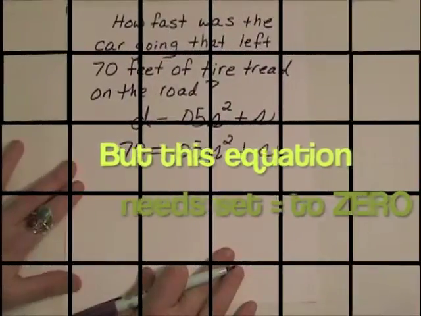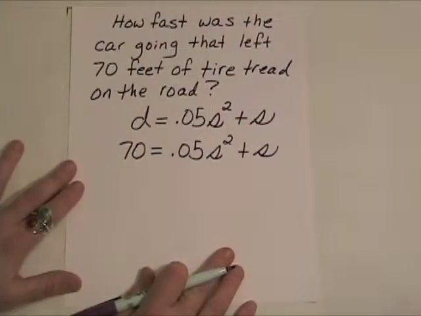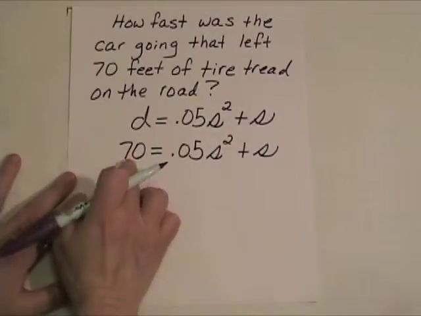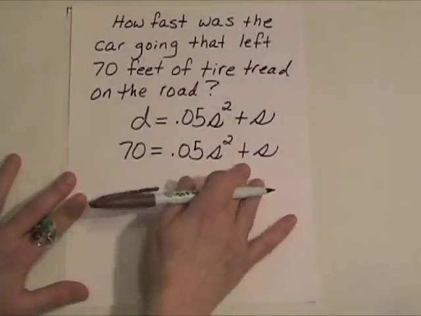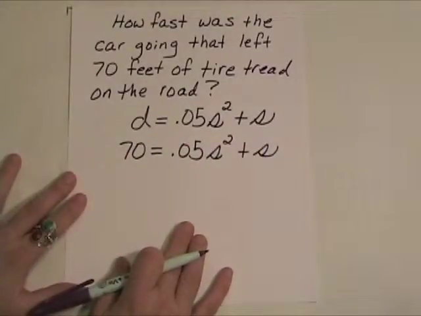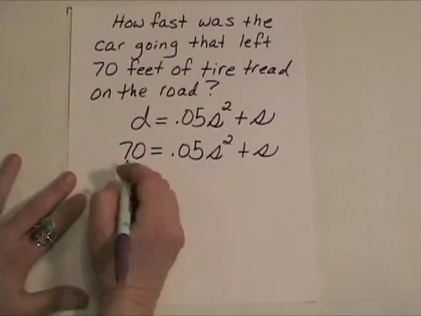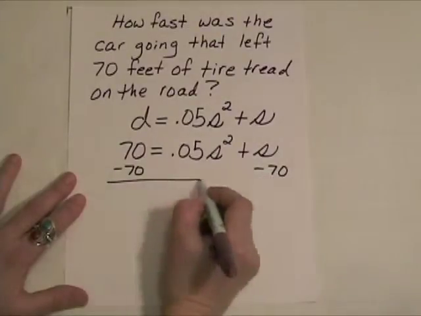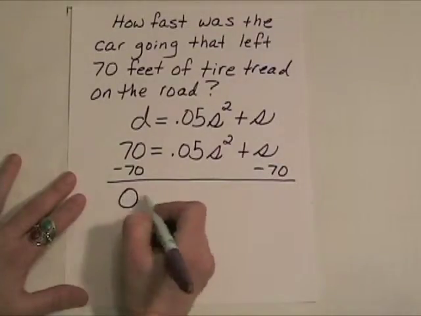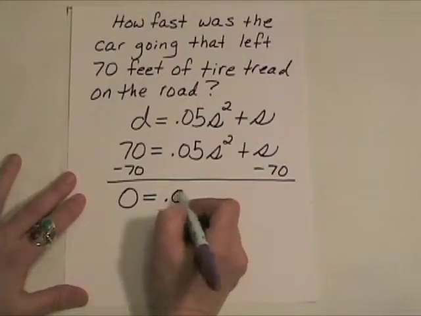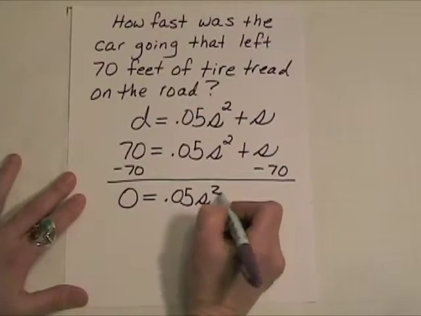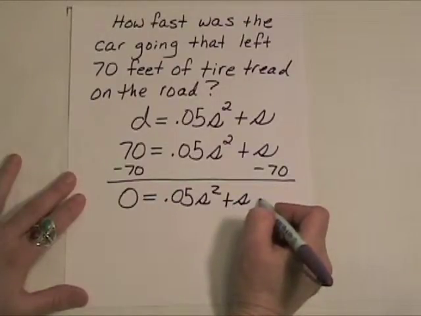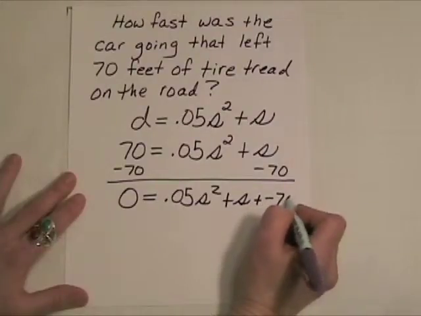Now, we have to get this into the quadratic form that is acceptable for the quadratic formula, which means we have to get this 70 out of here. The whole thing has to be equal to 0 before the quadratic formula will work. So, let's go ahead and subtract 70 from both sides of this equation. And that's going to give me 0 is equal to 5/100ths times the speed squared plus the speed minus 70, or I'm going to write it as plus a negative 70.